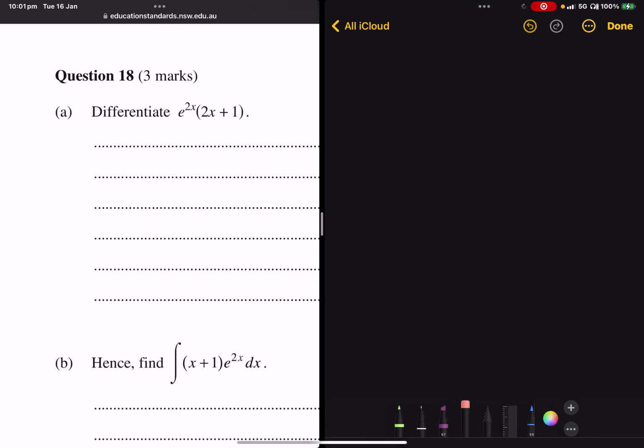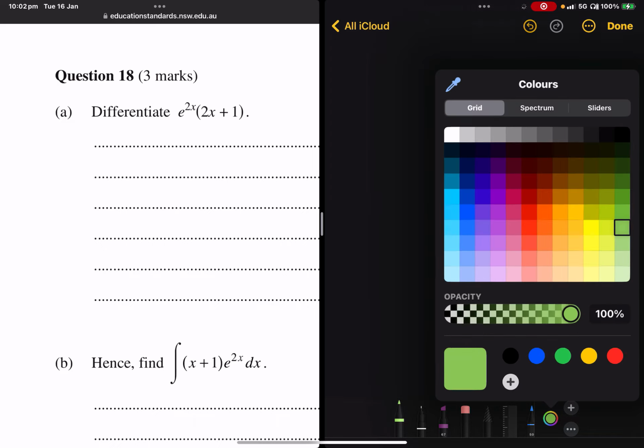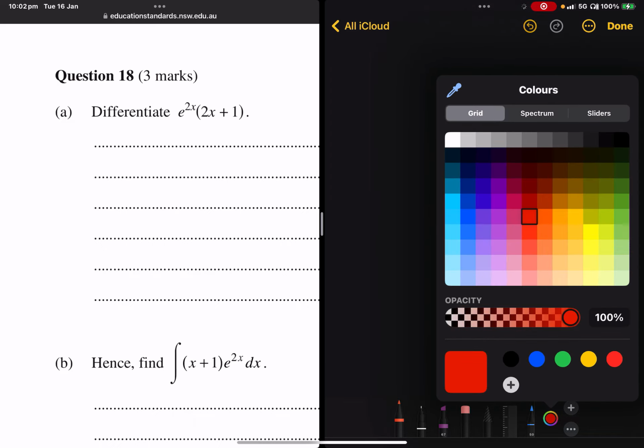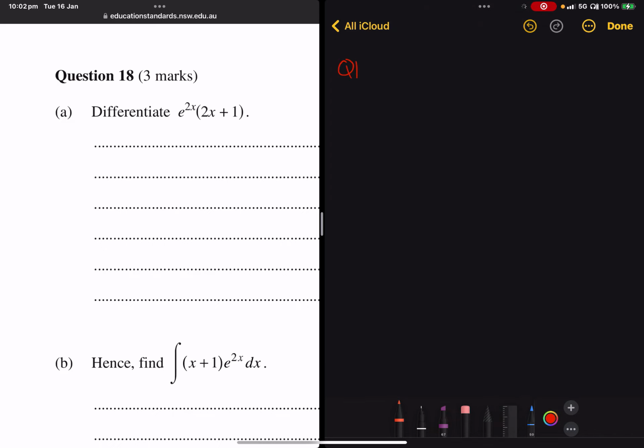Alright, so now we're going to have a look at question 18. First, importantly, pick a new colour, red. Have a look at question 18. This comes from the 2020 HSC Advanced Maths paper. Now this is a really nice question.